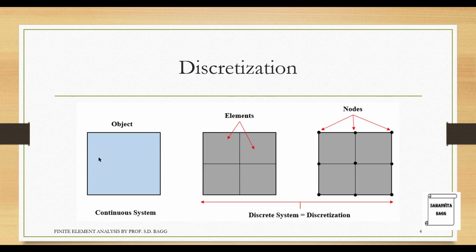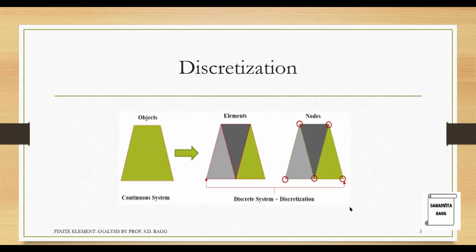So this is a continuous system, as you can see, an object. You can divide this into a mesh. You can see this is a mesh that is created. These four corners are nothing but the nodes. So you can see here, these are the nodes for a particular element. This rectangle is one element and these are four elements created. The discrete system is nothing but the result of the discretization process.